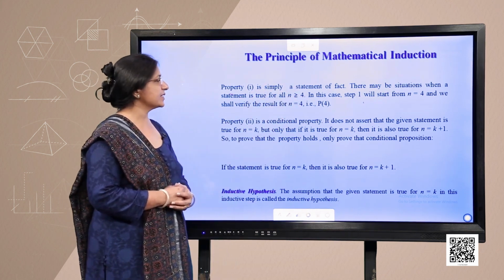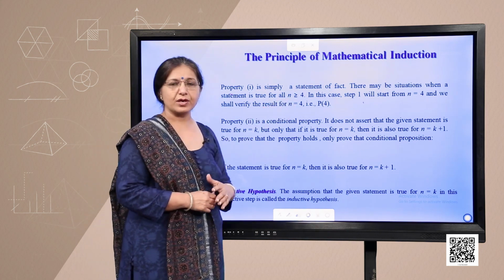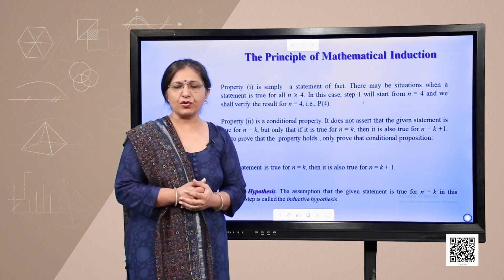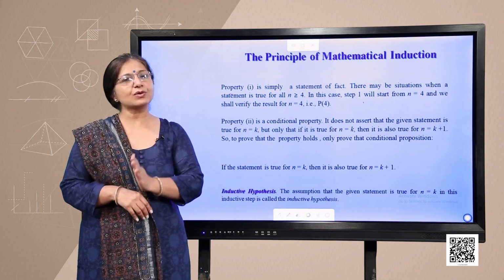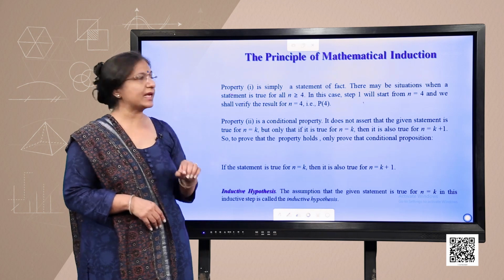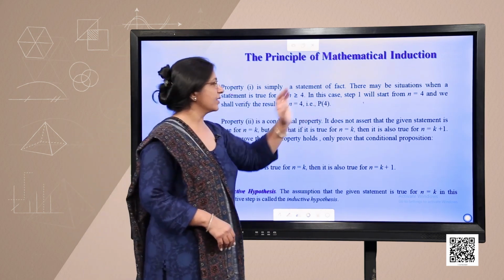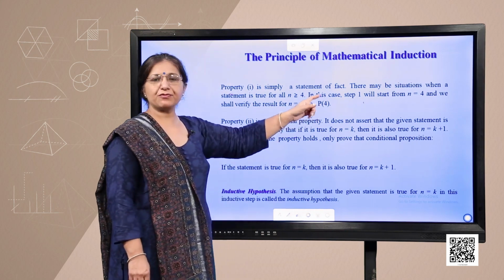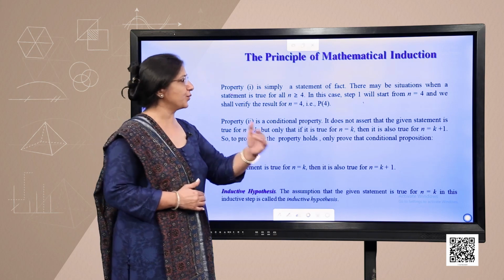There may be situations when the statement is true for n greater than or equal to 4. What do we mean by greater than or equal to 4? Here the first step is not n is equal to 1. Here we will be taking the first step as n is equal to 4 instead of 1. So, we will write P4. The first step we will prove is that P4 should be true.